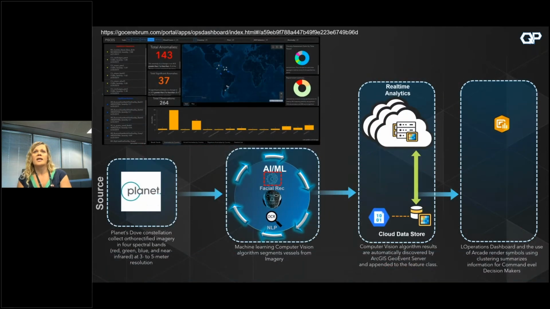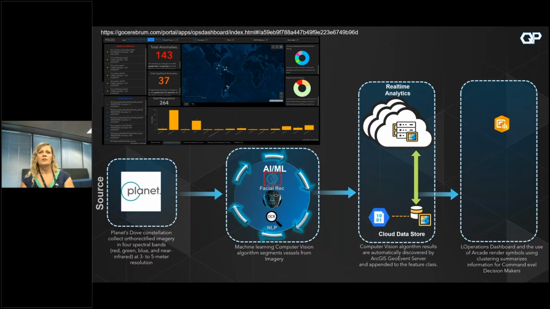The next few slides will cover a few examples of Cerebra Gray in action at customer sites. Here we leverage Planet's Dove constellation orthorectified imagery at 3 to 5 meter resolution as a data source. Then we apply machine learning and computer vision algorithms to segment vessels from imagery. The algorithm results are automatically discovered by our ArcGIS GeoEvent server and appended to existing feature classes.